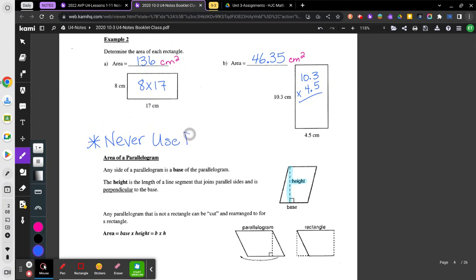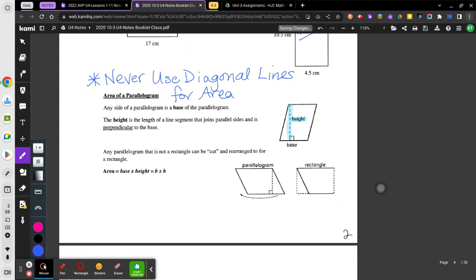We never use diagonal lines for area. You will use them for perimeter, but you'll never use them for area.